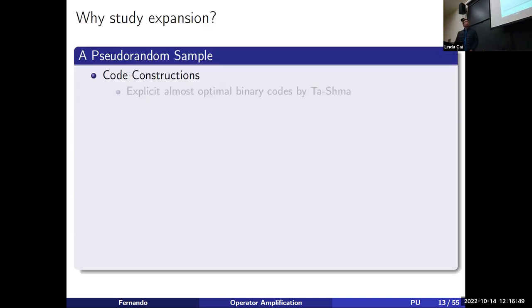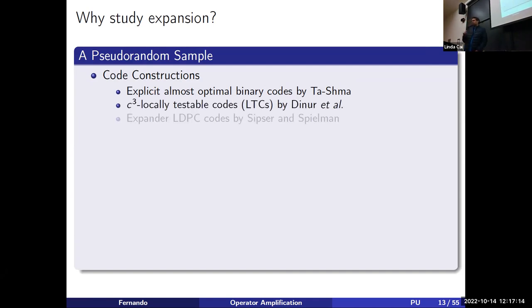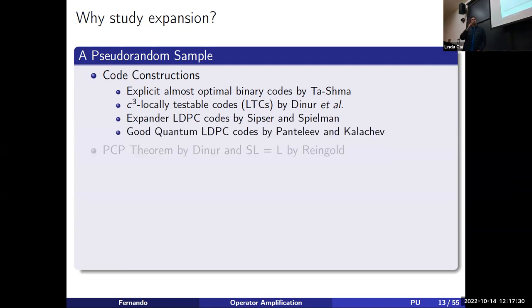And why should we bother about studying expanders? I think expanders are fascinating, and especially if you're a beginning grad student, I think it's highly advisable to learn more about expanders. One place where they shine is in code constructions, and the relation here is quite direct. To name some results, we have the explicit, almost optimal codes of Ta-Shma, a breakthrough some years ago. We have the recent breakthrough of Dinur et al. on c3 LTCs, constant rate, constant distance, constant queries, locally testable codes. We have the celebrated expander codes of Sipser and Spielman, which have very efficient decoding. We have now the quantum codes of Panteleev and Kalachev, another breakthrough this year.